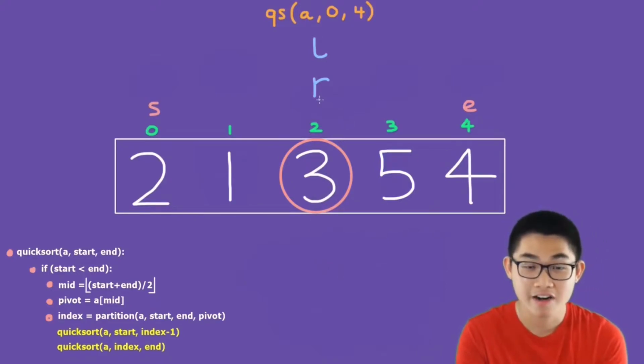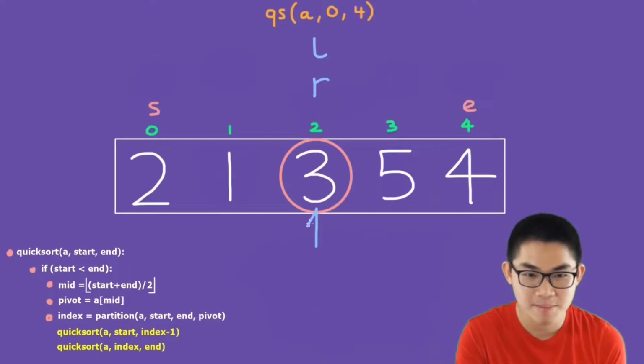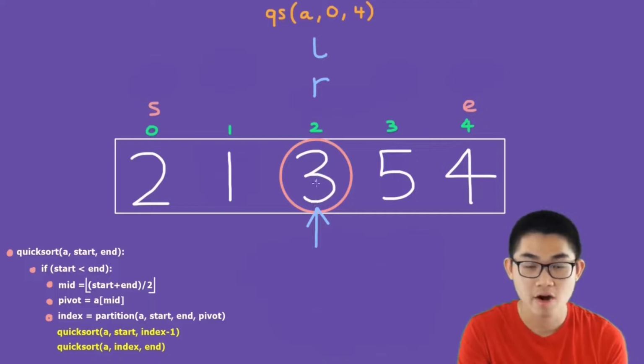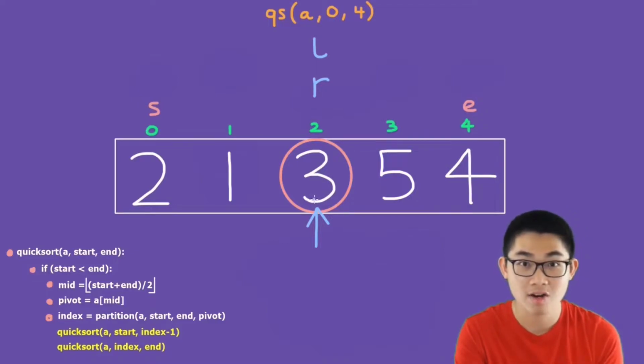Now we look at R and we say, hey R, look at this number. Is this number larger than the pivot, which is 3? And R says, no, 3 is not larger than 3. And so we say, okay R, just stay there.